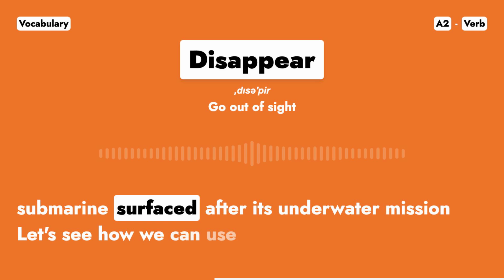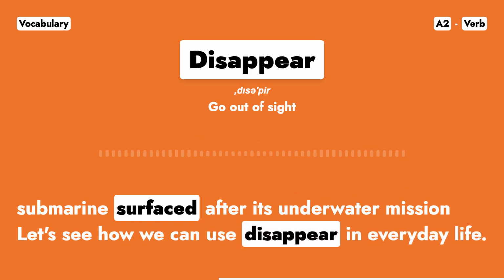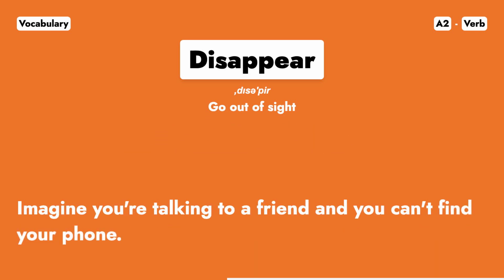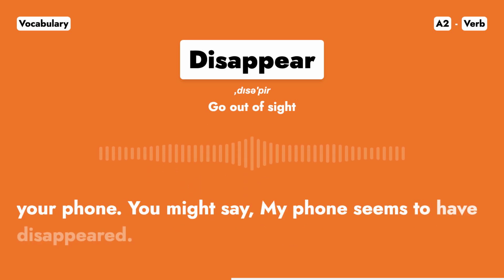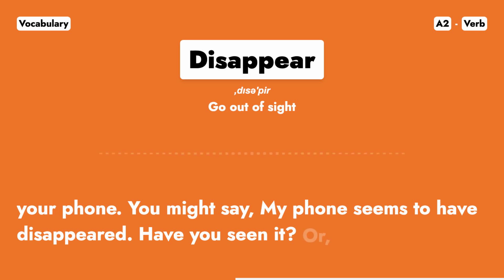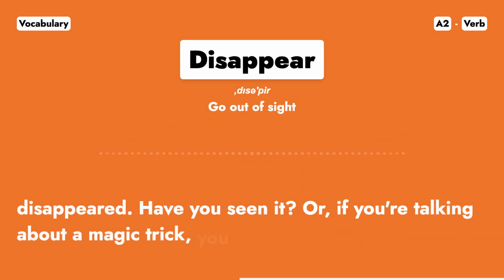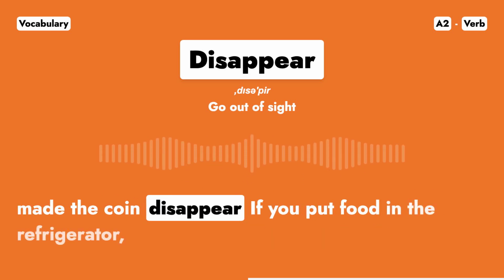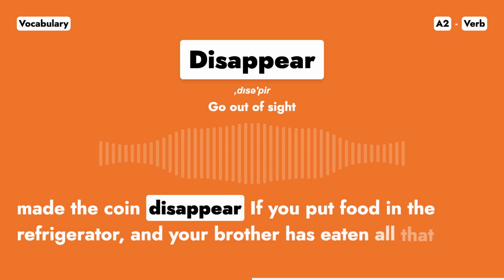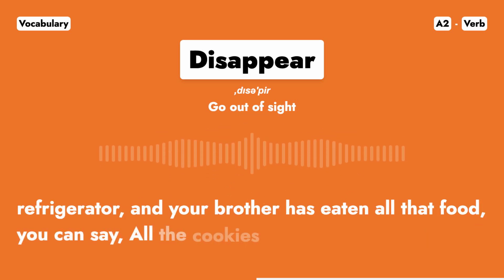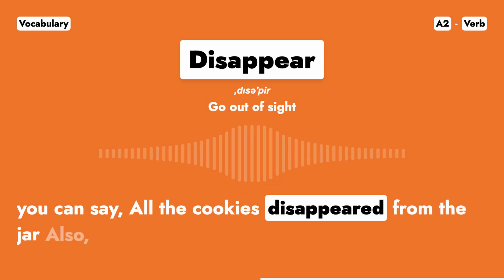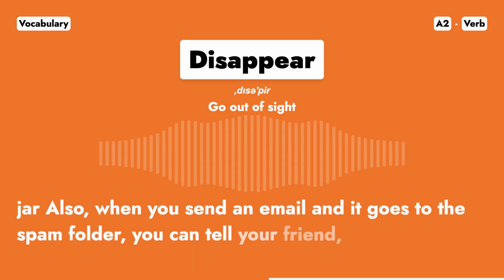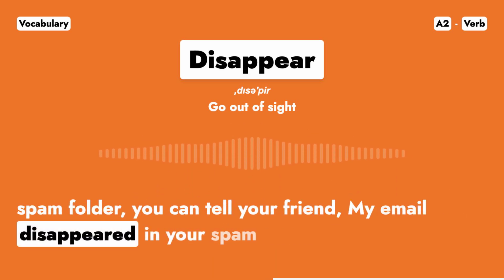Let's see how we can use disappear in everyday life. Imagine you're talking to a friend and you can't find your phone. You might say, my phone seems to have disappeared. Have you seen it? Or if you're talking about a magic trick, you could say, the magician made the coin disappear. If you put food in the refrigerator and your brother has eaten all that food, you can say, all the cookies disappeared from the jar. Also, when you send an email and it goes to the spam folder, you can tell your friend, my email disappeared in your spam folder.